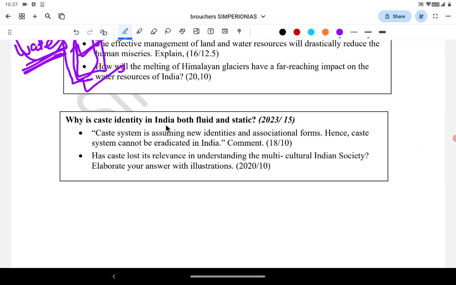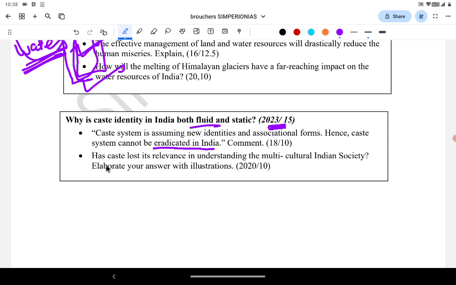Why is caste identity in India both fluid and static? It's a 2023 question. Okay, let's take the question from 2018. See it carefully. It is saying caste identity is both fluid and static. See here, the caste system is assuming new identities and associational forms. Hence, the caste system cannot be eradicated in India. It is saying the caste system is assuming new identities and associations. The caste system is fluid. In an indirect way, it is saying that.